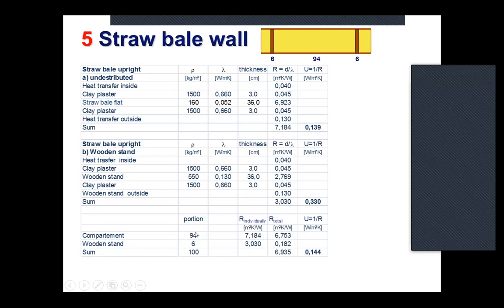Let's imagine that we have 100 parts is one number, 7.184, and 6 parts is the number of wood, which is 3.030. So when we have 94 out of 100, we get this number, and when we calculate just the portion of 6 out of 100 portions, 3.04, we get this number. And as these are giving 100%, these two have to also give 100%.